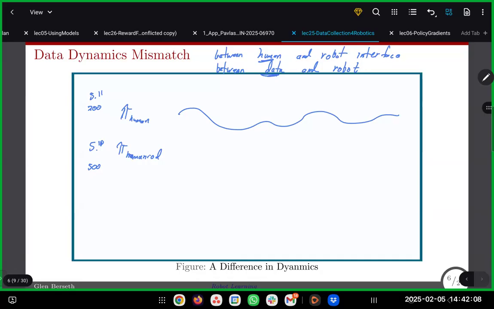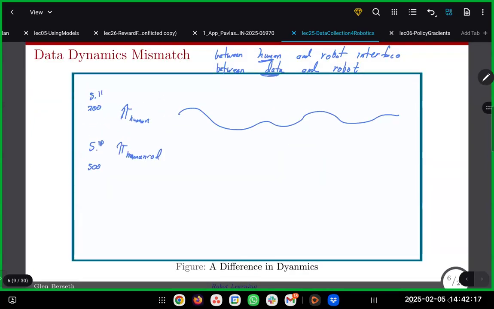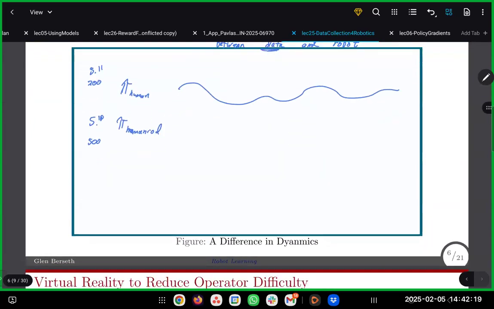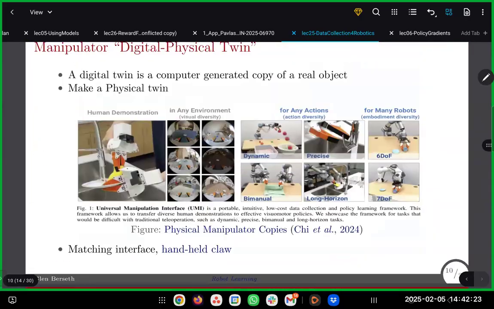The same way there's dynamics mismatch between any two robots that aren't exactly the same. So that's where those two different types can basically cause some of the mismatches that occur between these two problems. Okay. All right.